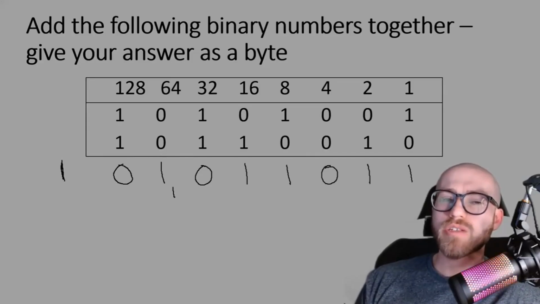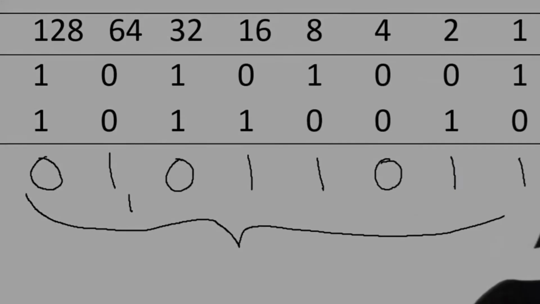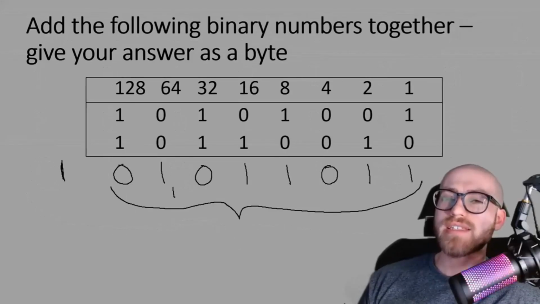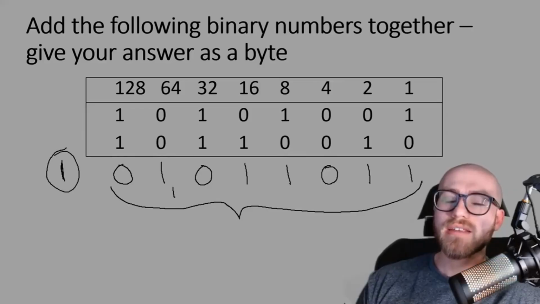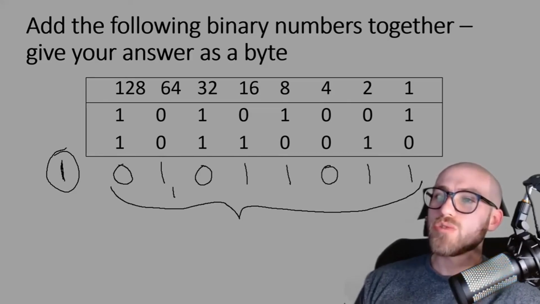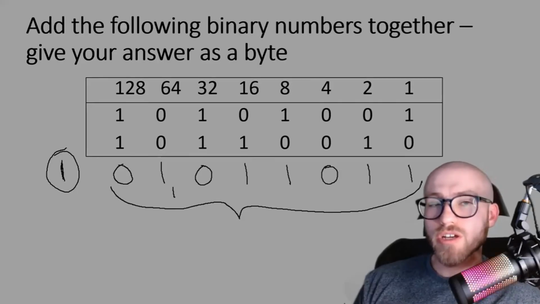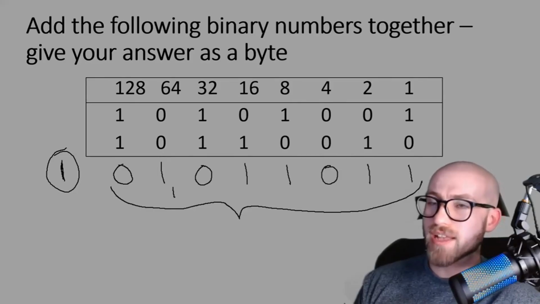But I just want to read this question again. It says, give your answer as a byte. Now we know that 8 bits are in a byte. So this is all you would need to write down on your exam. If you wrote down this extra digit here, you could lose a mark for that because it specifically says give your answer as a byte. So don't fall into that trap. It's not incorrect by having an extra value carried at the end. We're going to talk about that in a minute.